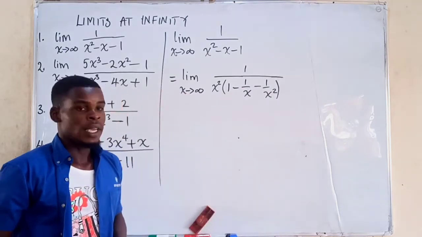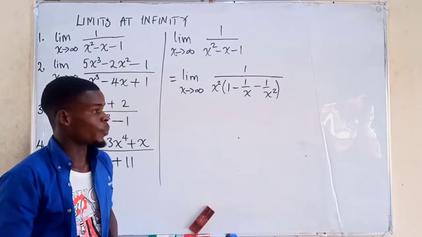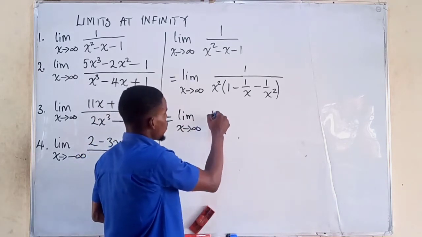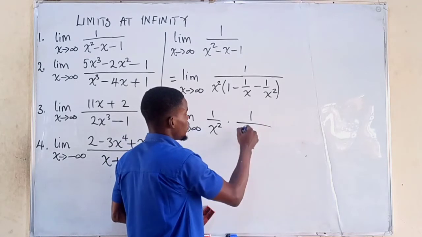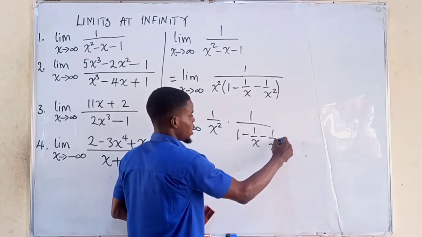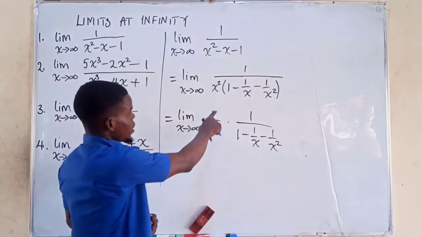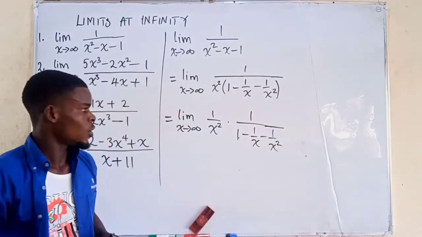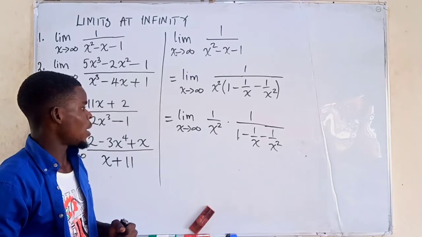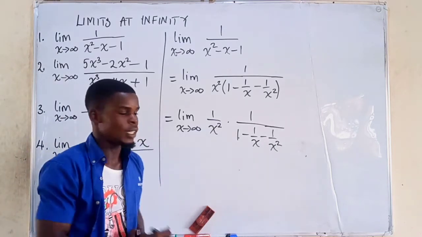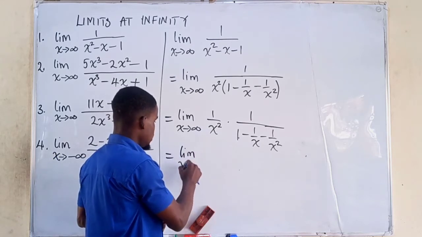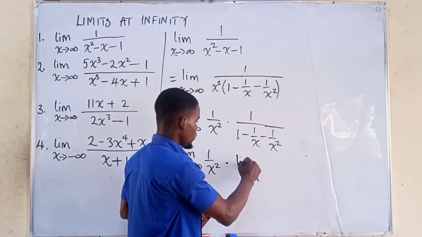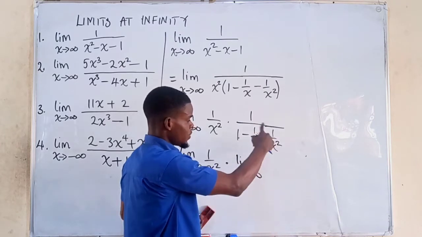Good. And now I'm going to split this fraction into 2 as I take the limit of the product. That will become the limit as x tends to infinity of 1 over x squared times 1 over 1 minus 1 over x minus 1 over x squared. So after taking out x squared, we now split the fraction into 2 parts, which is still a product. Here we know that the limit of a product is the product of the limits. So this will give us the limit as x tends to infinity of 1 over x squared times the limit as x tends to infinity of this function.